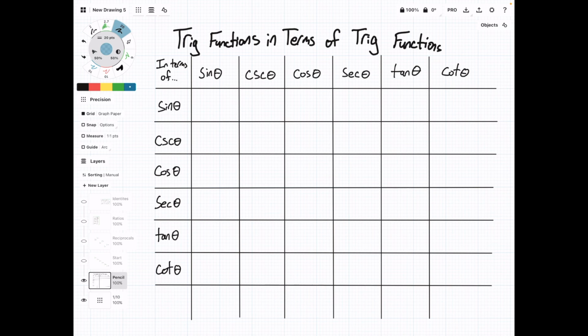We can actually start off by filling in the entire diagonal of this table, because if we're writing sine in terms of sine, that's just going to be sine. And same thing for cosecant, writing in terms of cosecant, it's just going to be cosecant. So there's not any real work to do to fill in the diagonal of this.